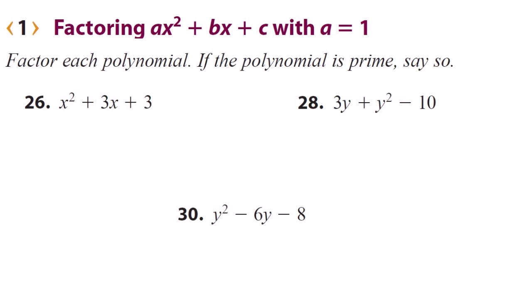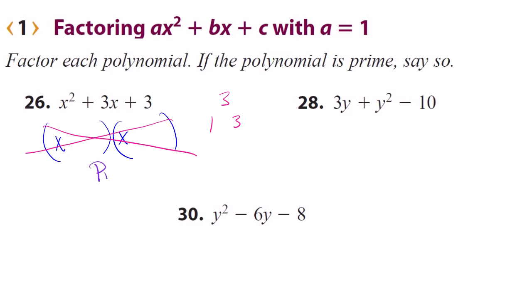So for 26, here I want to try to get something like this, right? I put an x here, x here. I'm looking for numbers I can multiply to get 3 that I can add to get 3. There's no such thing, right? First of all, 3 is a prime number, so the only pair of factors it has is 1 and 3. And 1 plus 3 doesn't equal 3. So that means that we can't do this. There's no numbers that work. That means it's prime.